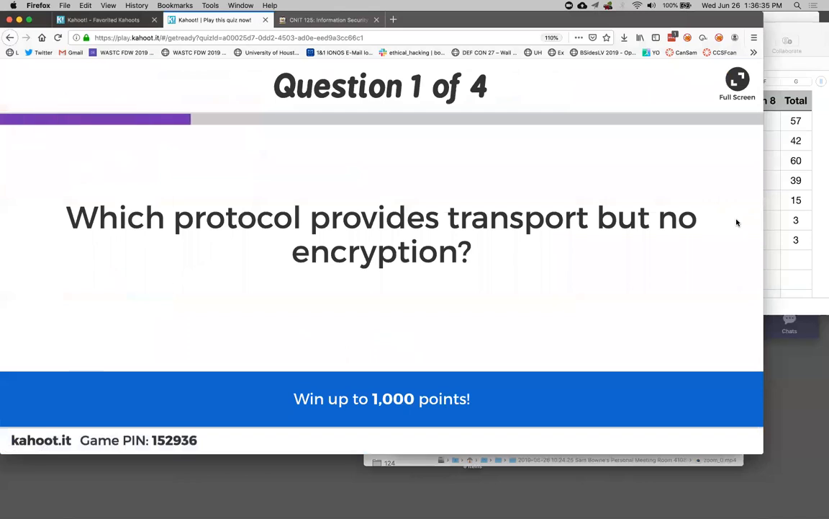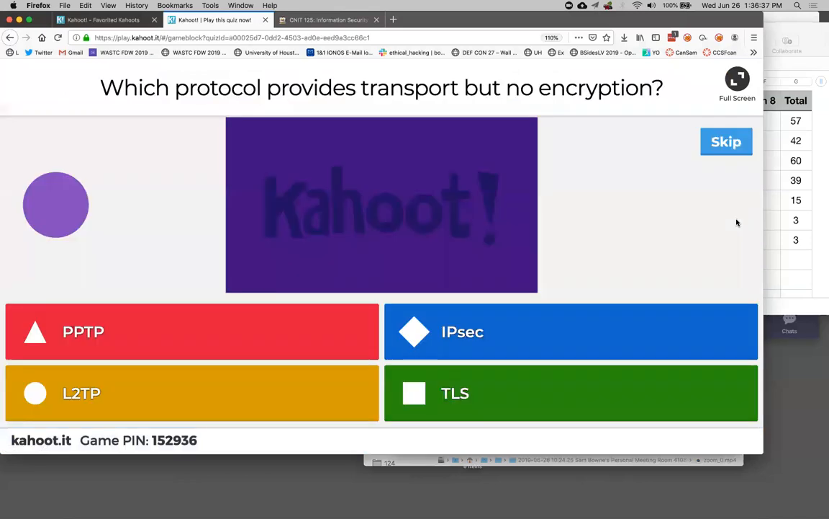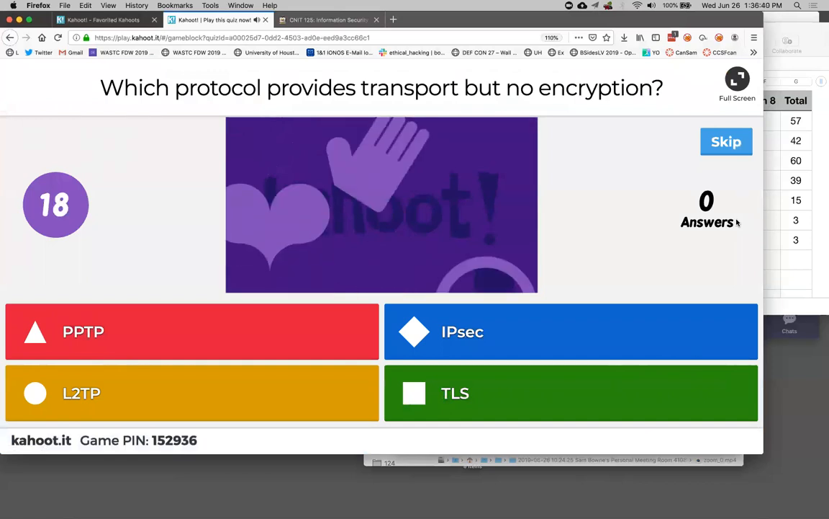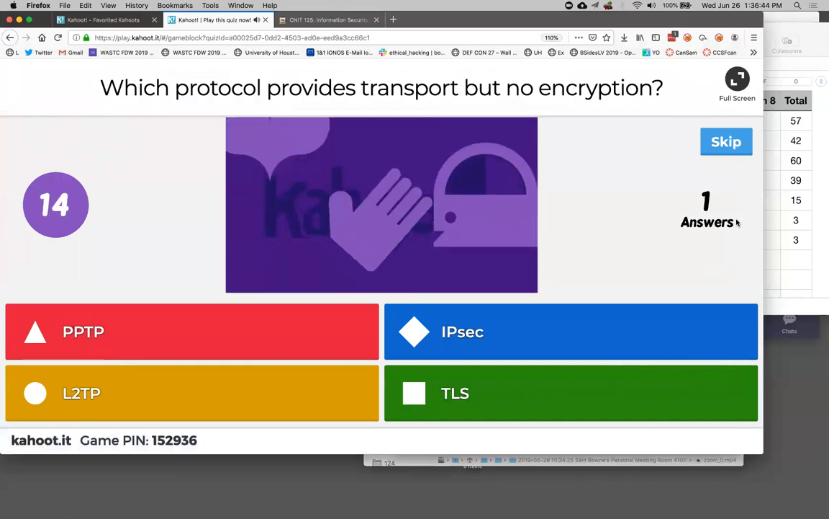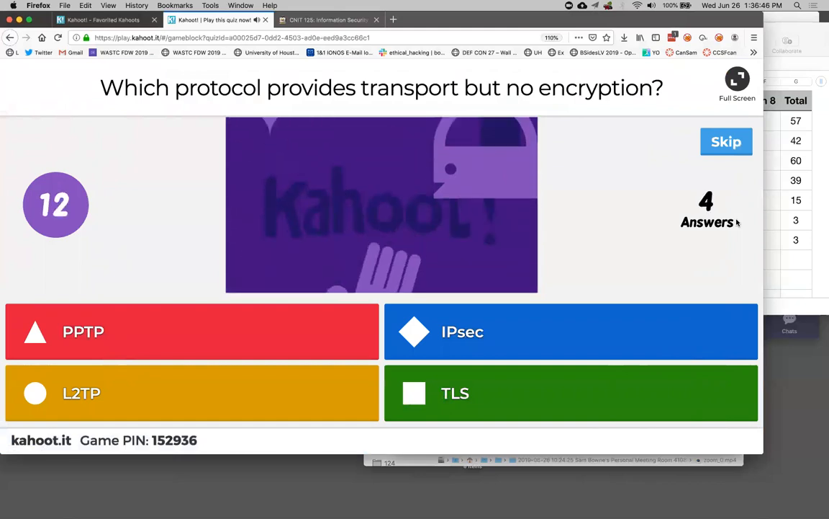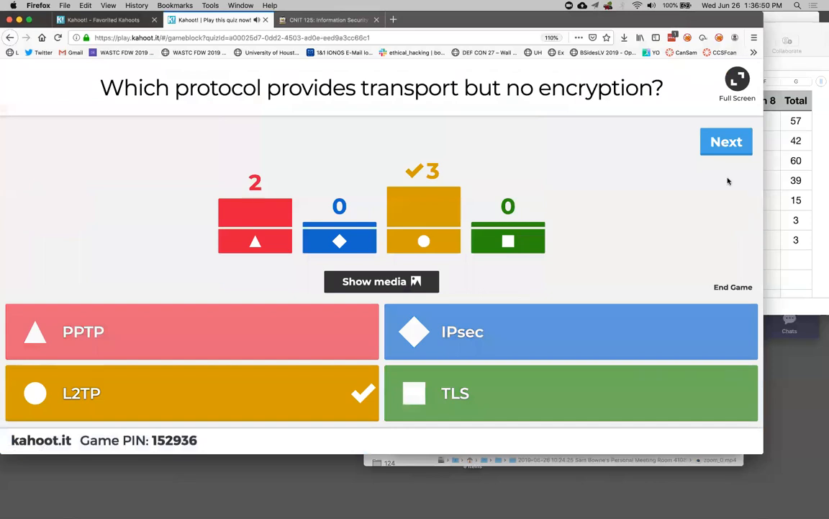Okay, which one gives you transport but no encryption? L2TP is just a tunnel, but it is not a secure tunnel.